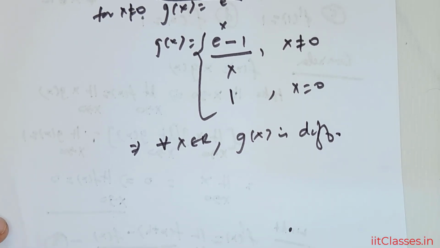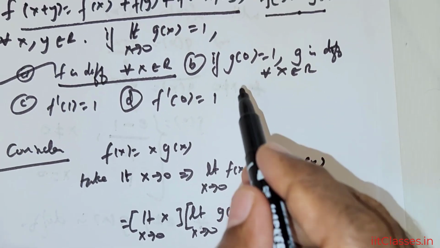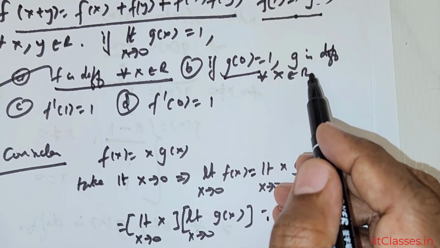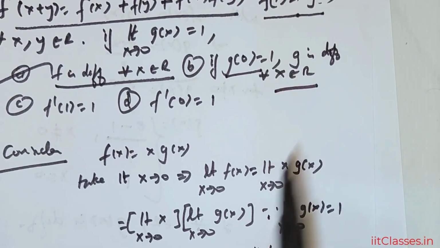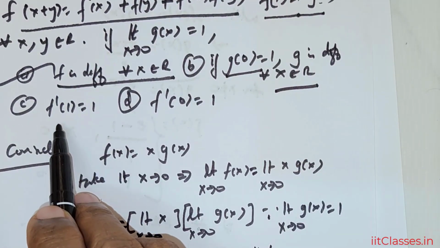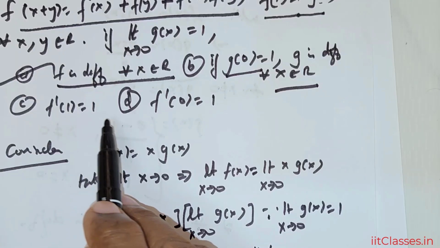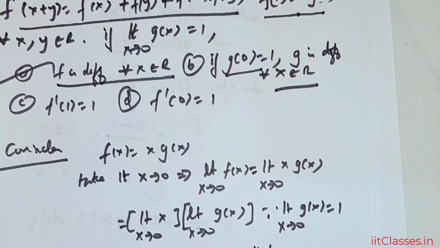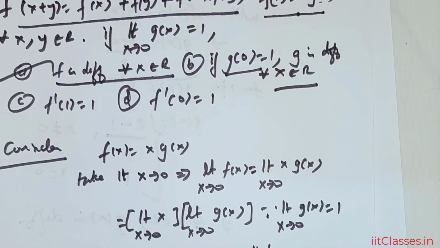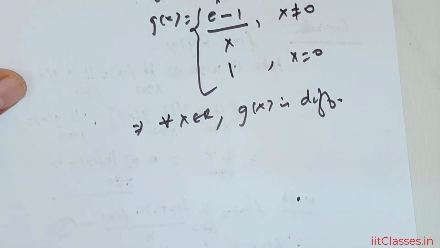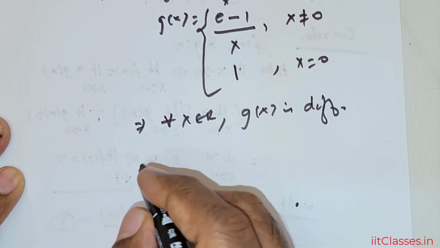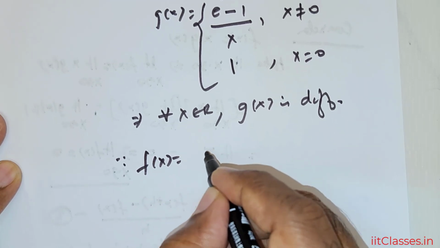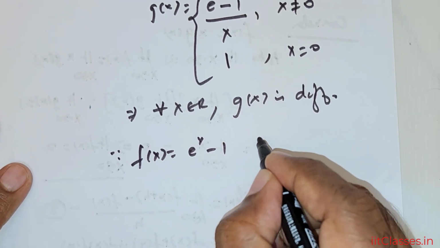Now go back to the question. This is the definition. g(0) is equal to 1, and we have clearly established g to be differentiable for every x element of R. Now we have to ascertain whether f'(1) is equal to 1 or f'(0) is equal to 1, or both of them are true. We have to find that out. So how are we going to find that out? Let me move in here. So what have we got? We have got f(x) equal to e^x - 1.